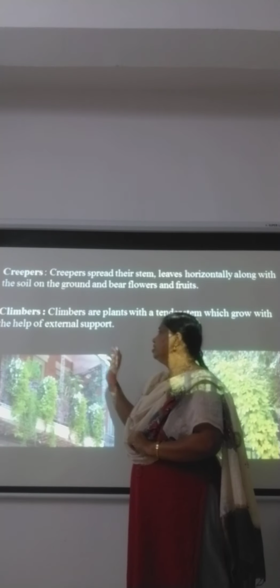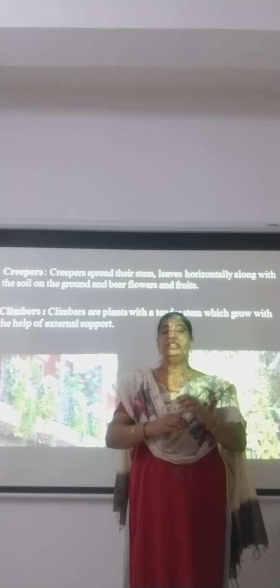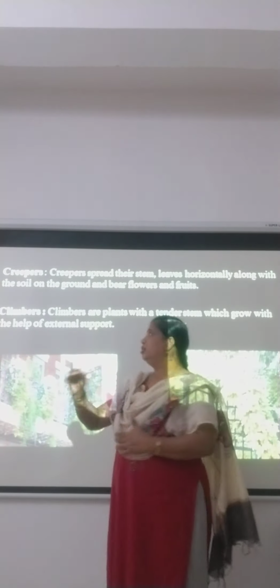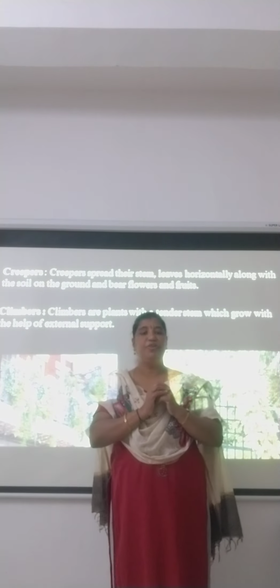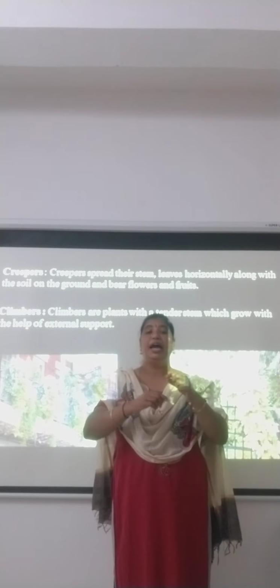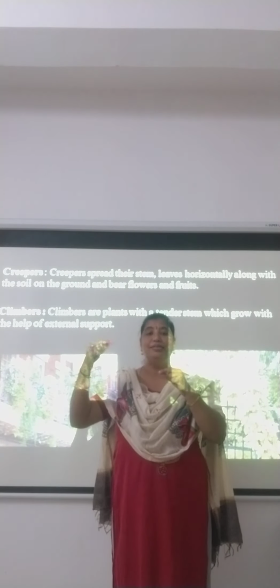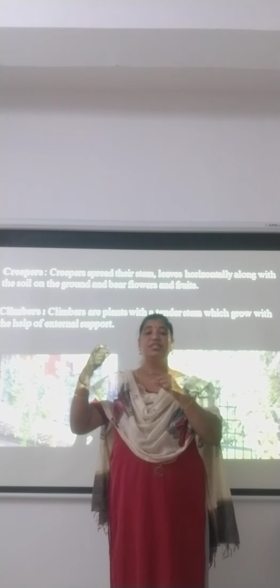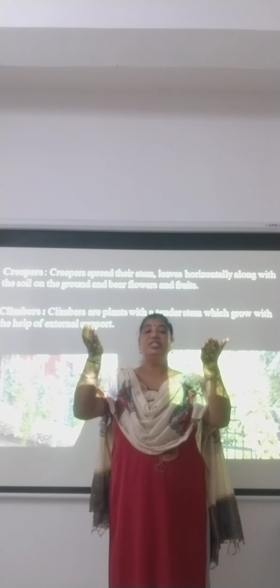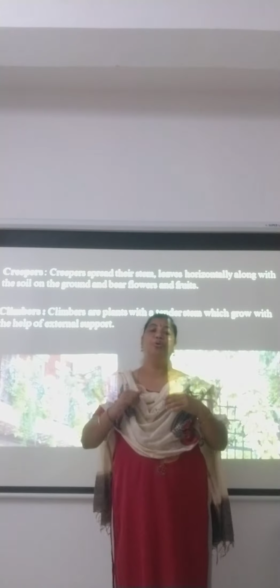Now, the next one is climbers. Climbers are a little stronger than the creepers. The stem is also very soft in the climbers and they produce some tendrils. We will be knowing about it. Tendrils are small thread-like structures, and with the help of the support, they grow.